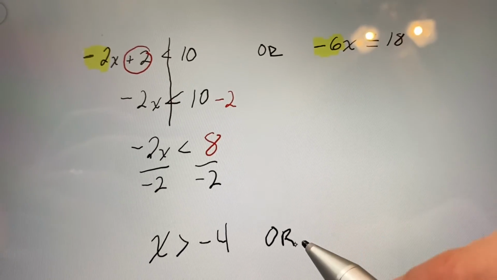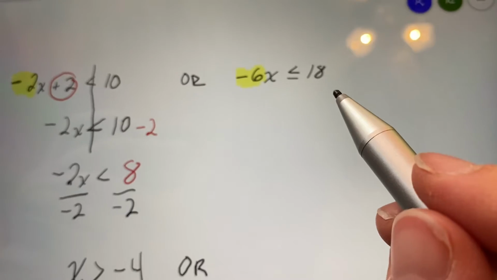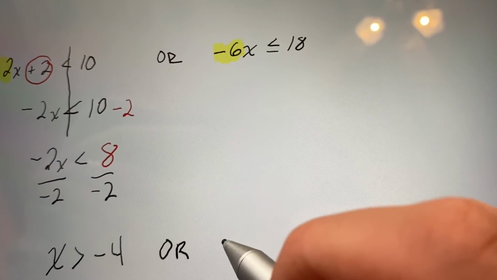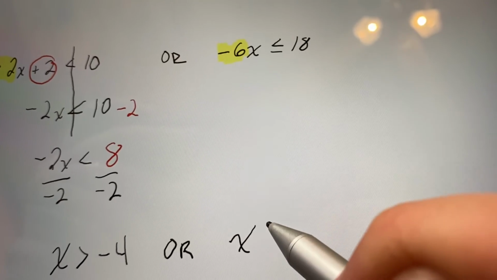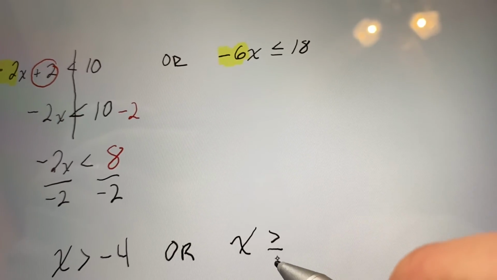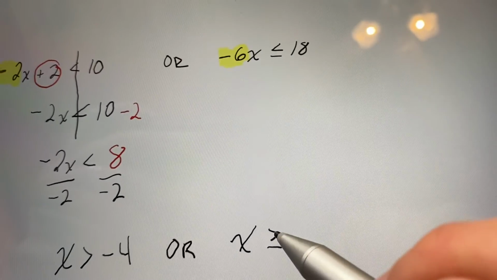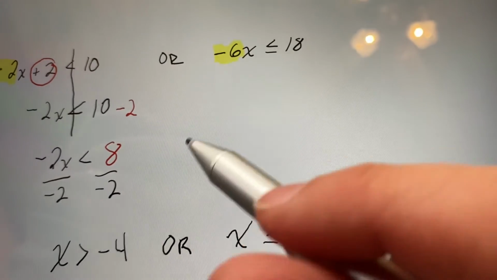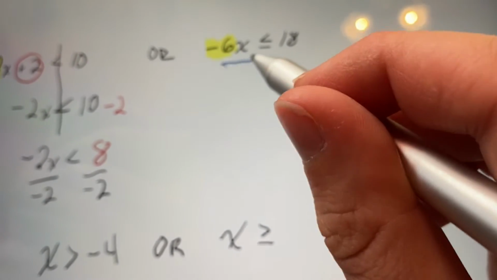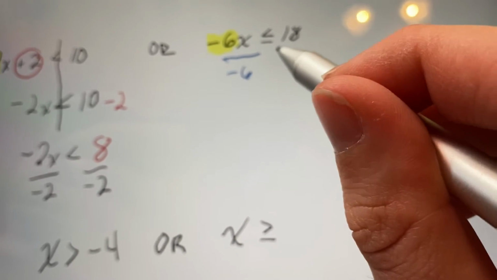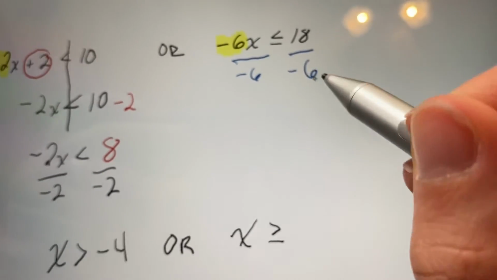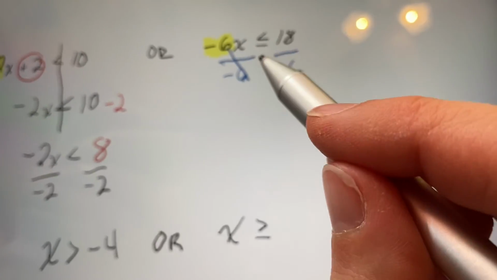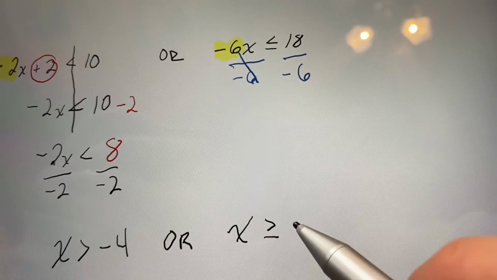Or over here, oh my goodness. Again, you have a negative, so you have to flip your inequality. So in my answer, I'm going to have x is greater than or equal to, okay? Because you need to flip that inequality because the number in front of x is negative. So in this case, I'm going to divide both sides by -6. They'll cancel, and you're left with x. That flips, and 18 divided by -6 is -3.